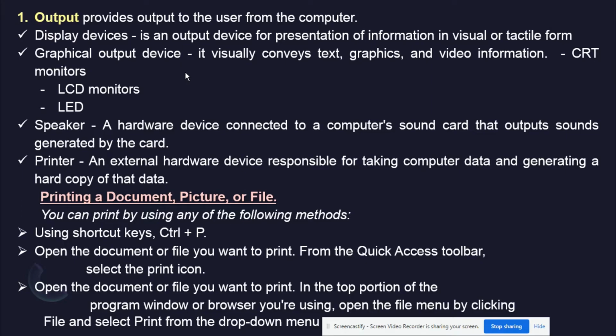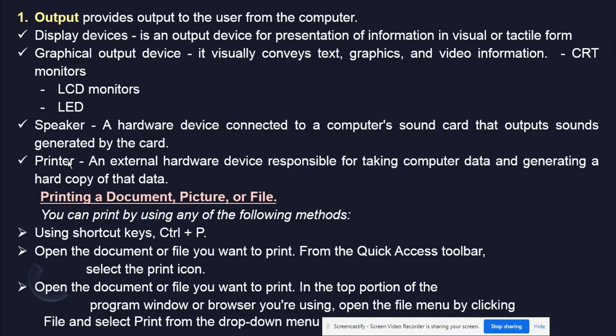What are the different kinds of monitor? We have CRT or cathode ray tube, LCD, and LED. We also have the speaker under output devices, and the printer. The printer is the device we need to use to produce a hard copy of what we encoded in our computer.